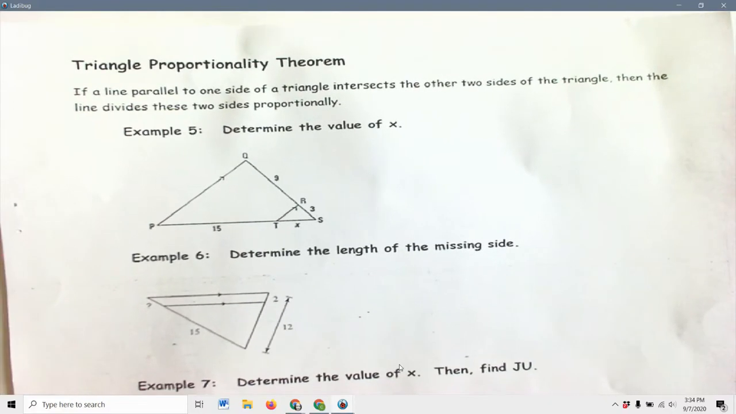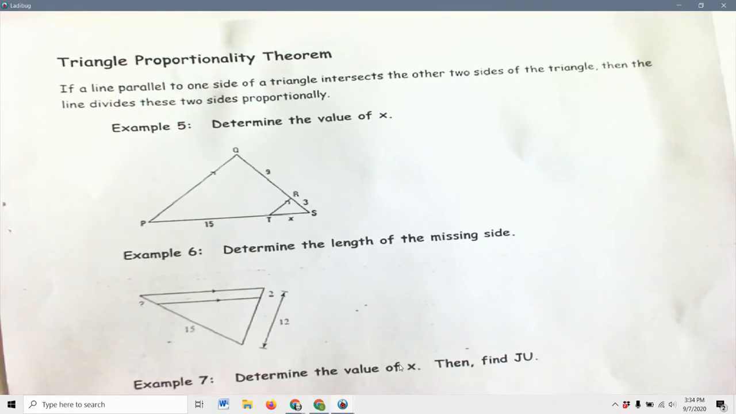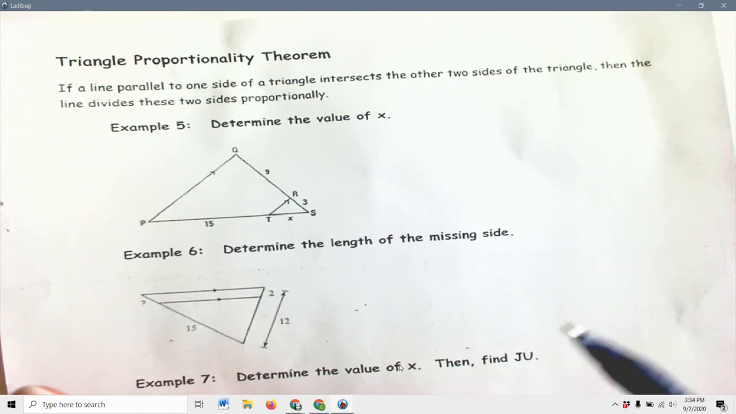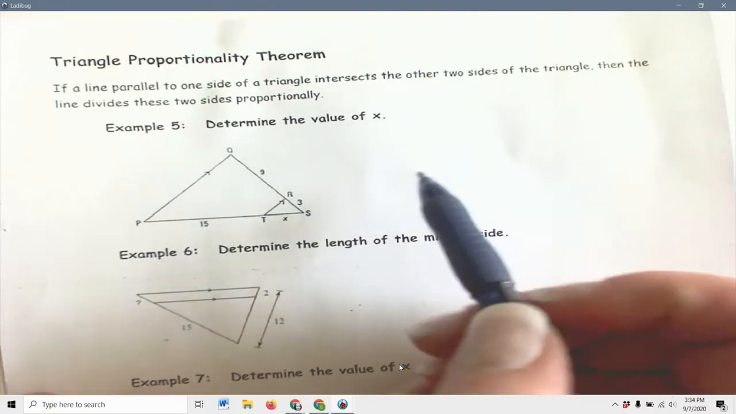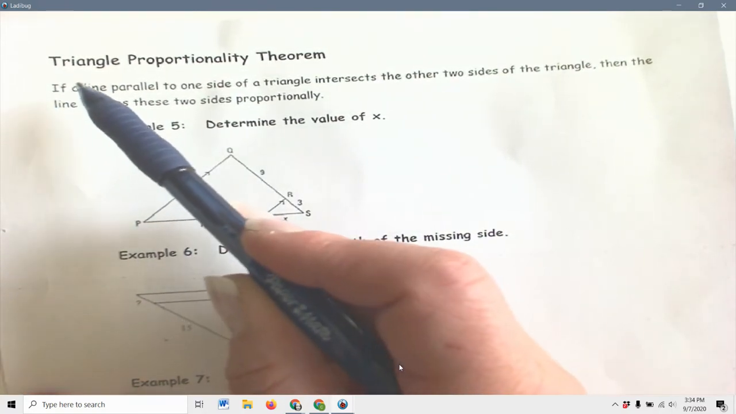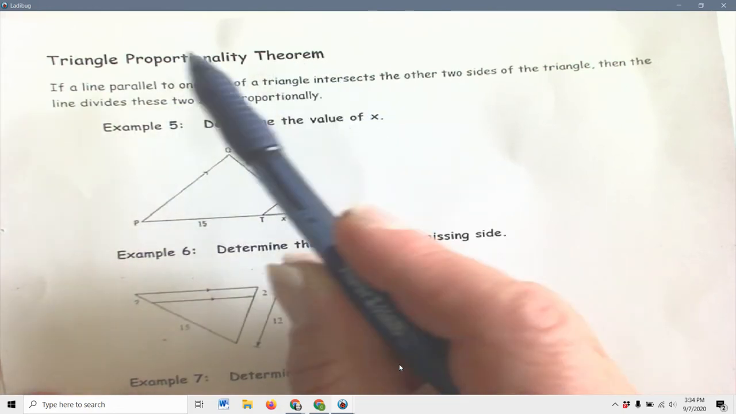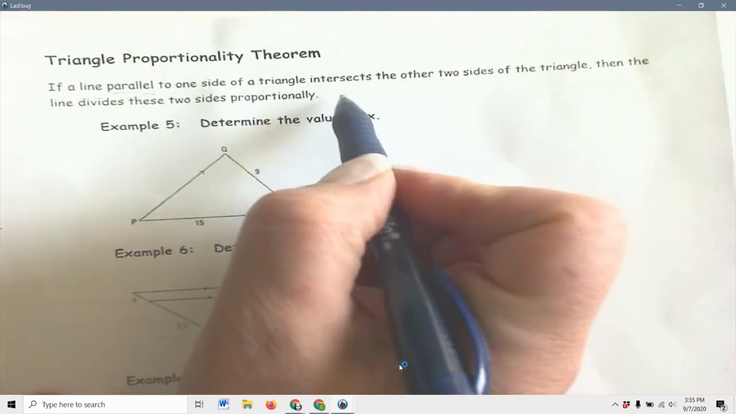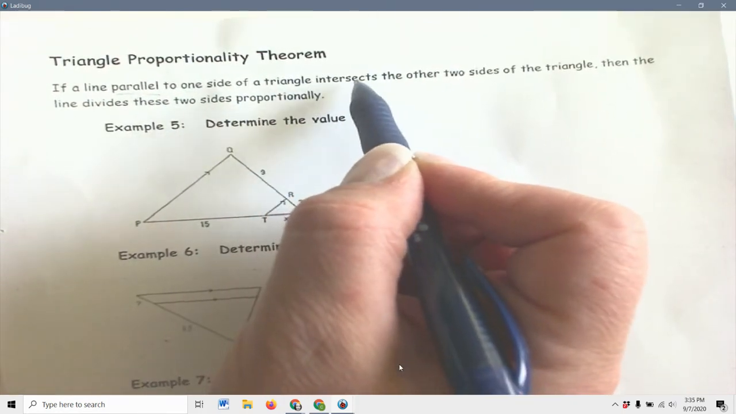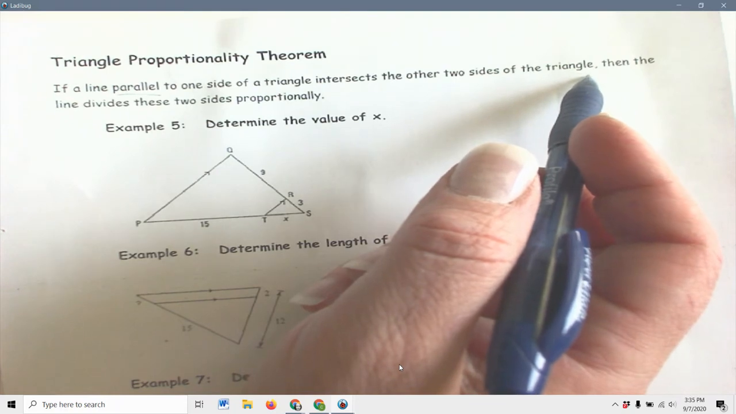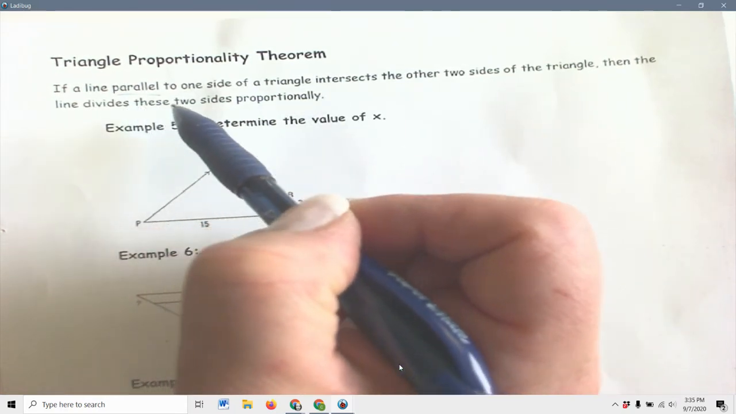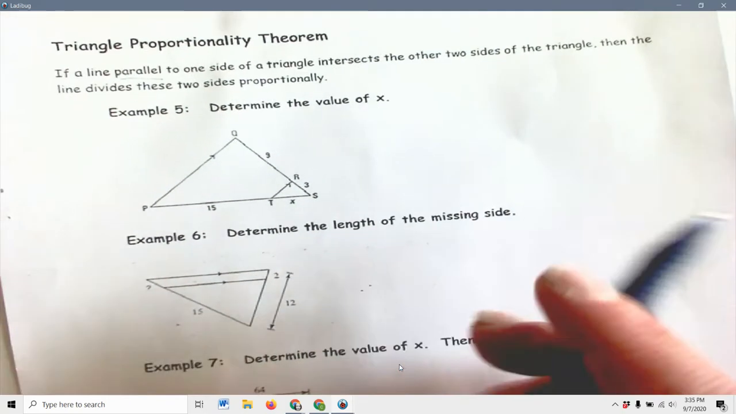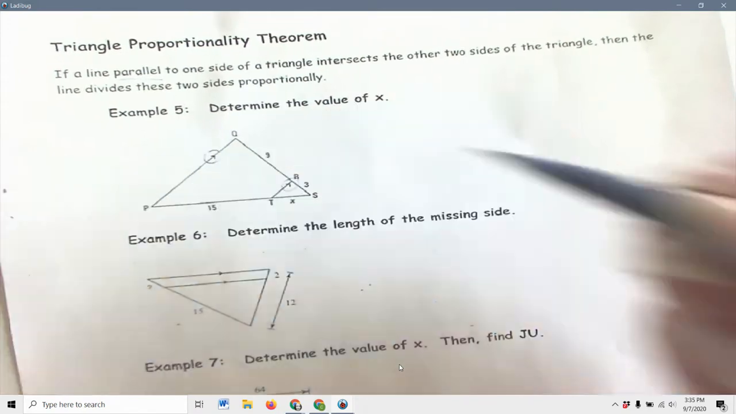Okay, so starting with example 5, we have a little bit of a different picture. You can see now that we do not have a similarity statement. What we have is the triangle proportionality theorem. What that says is that if a line parallel to one of the sides of a triangle intersects the other two sides of the triangle, then the line divides these two sides proportionally. All right. So the big deal is that it needs to be parallel.